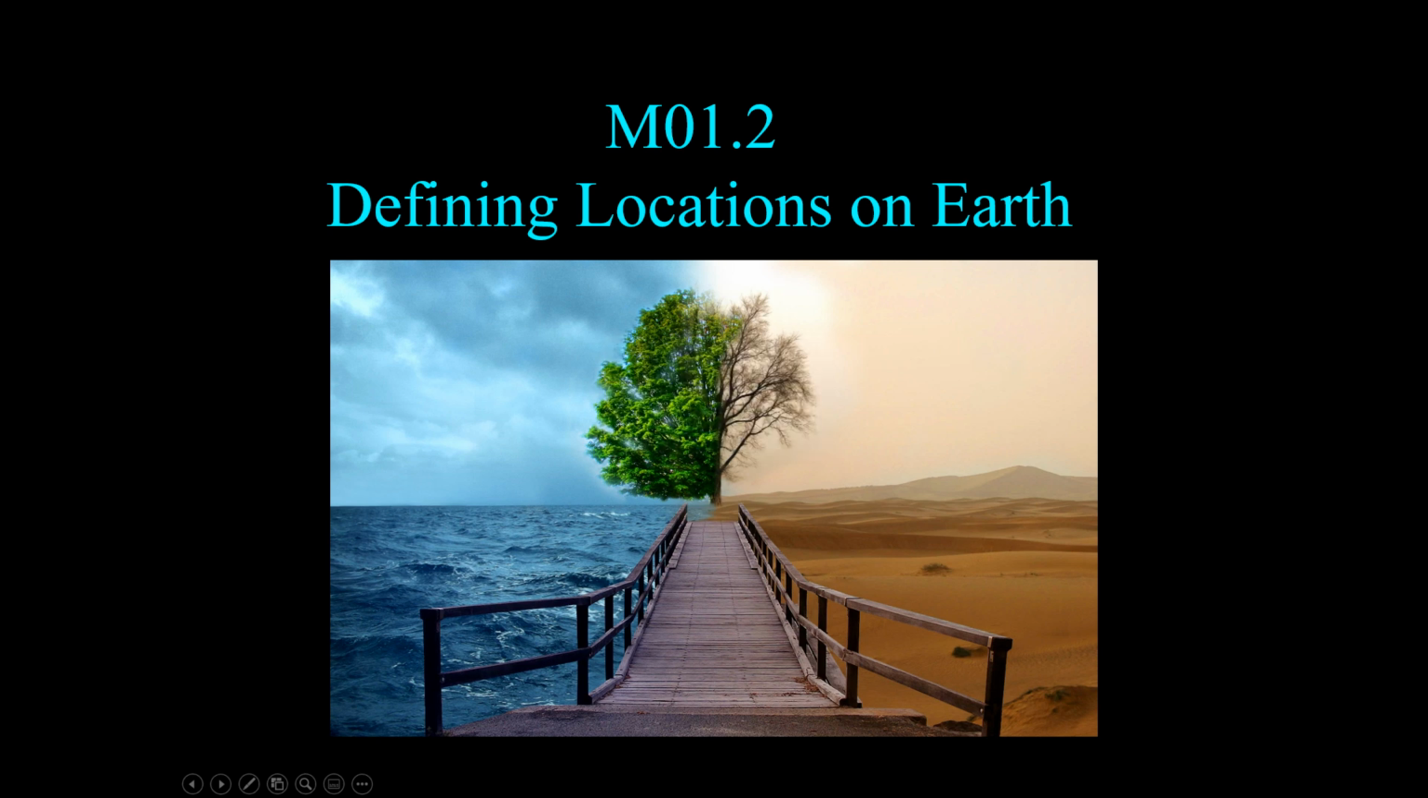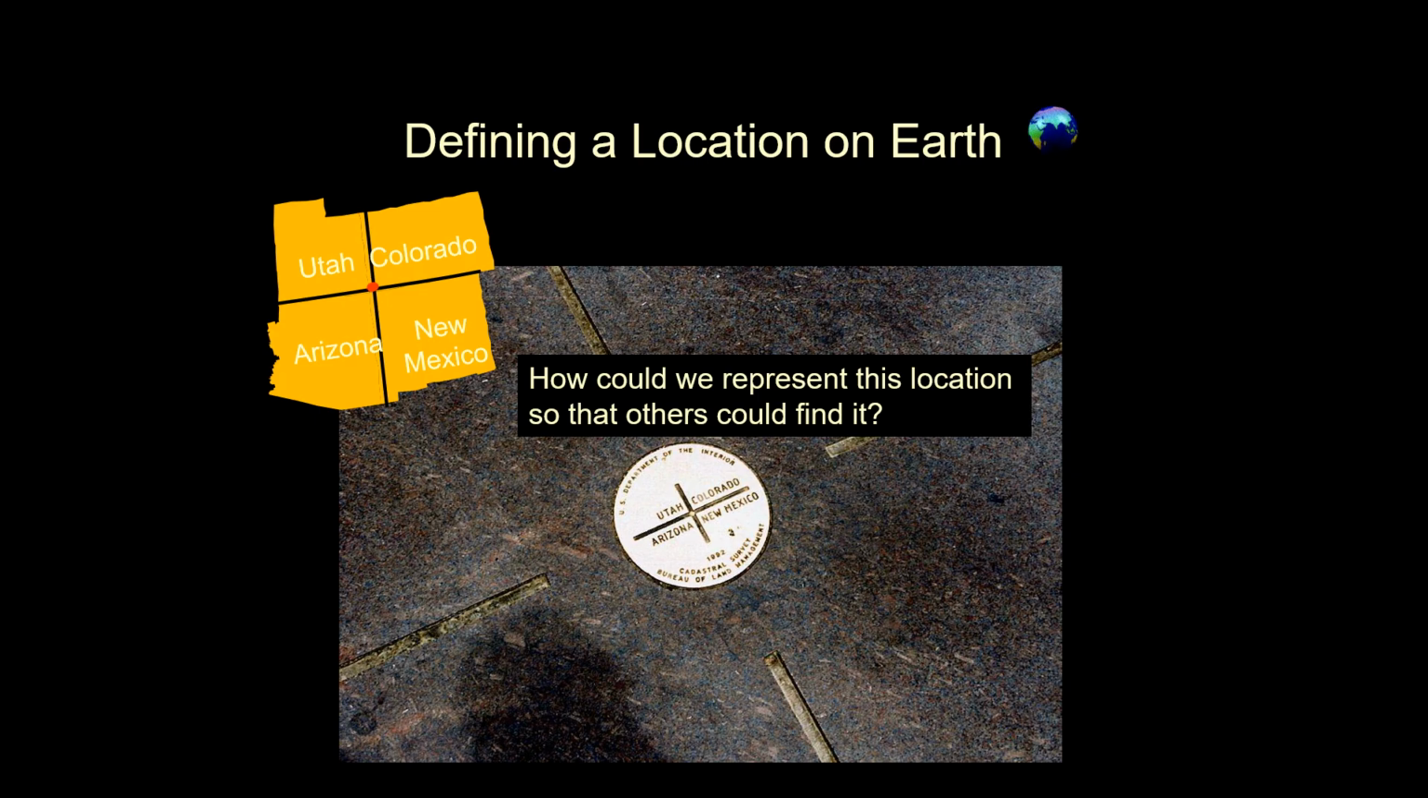In the second video, we're looking at methods for defining locations on the Earth's surface. What do we mean by locations? Well, some locations are kind of arbitrary, like where four states come together. This is Four Corners, the only place in the U.S. where four states meet. And we can find that on maps pretty easily.